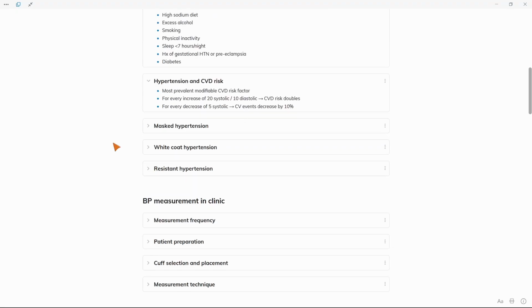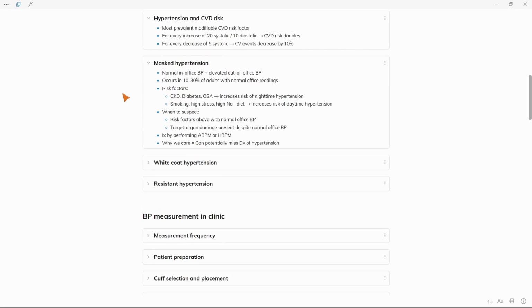So hypertension and cardiovascular disease risk. So why do we care about hypertension? We care about hypertension because of all the risk factors that drive cardiovascular disease, hypertension is the most common one. It is also one that can be easily treated and easily modifiable, and therefore reduce the risk of the development of cardiovascular diseases quite significantly. And for every increase of a systolic of 20 or a diastolic of 10, it essentially doubles your risk of cardiovascular disease. On the other hand, if you decrease blood pressure by a systolic of 5, you also reduce the rate of cardiovascular events, heart attacks, strokes, by 10%.